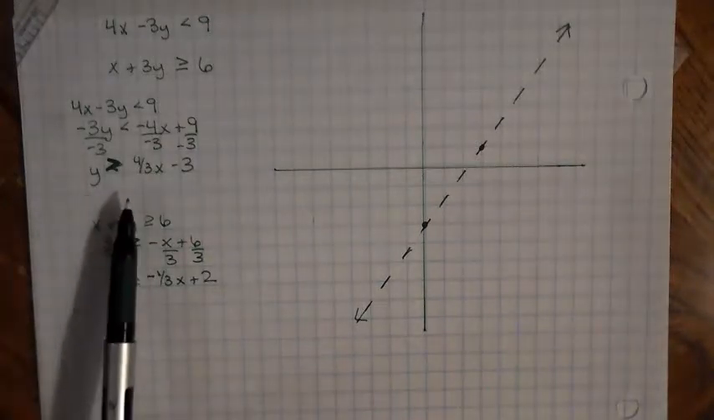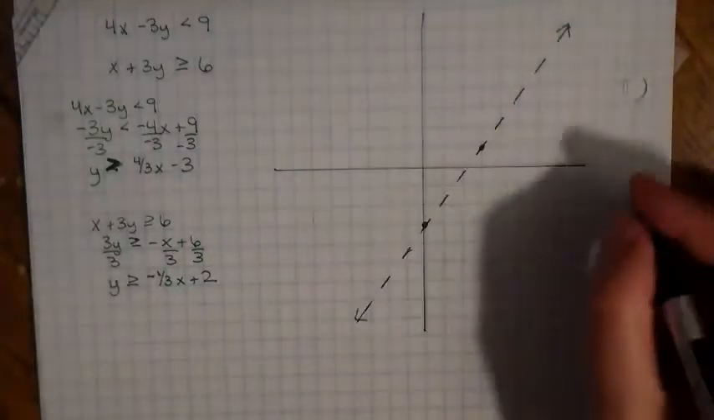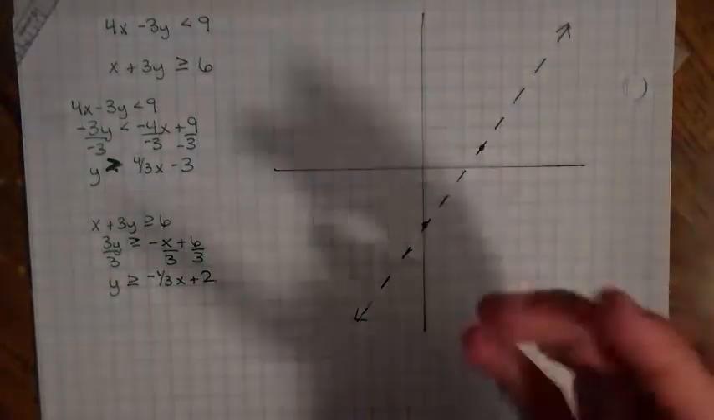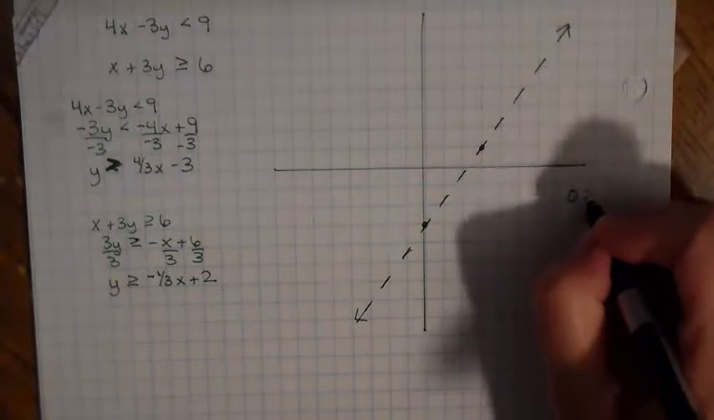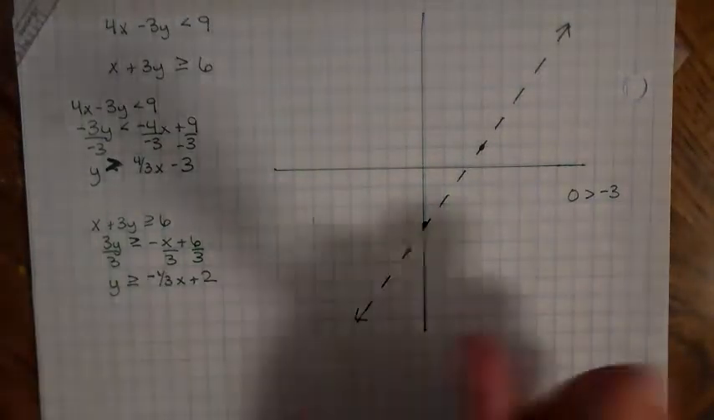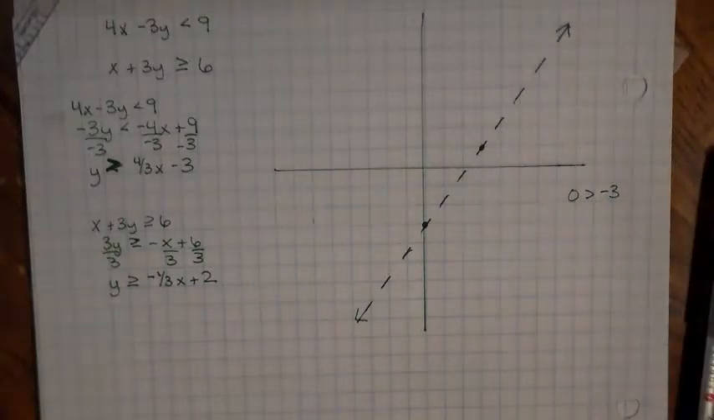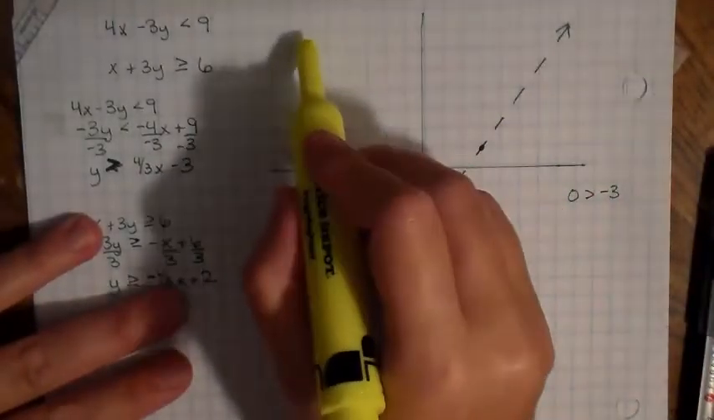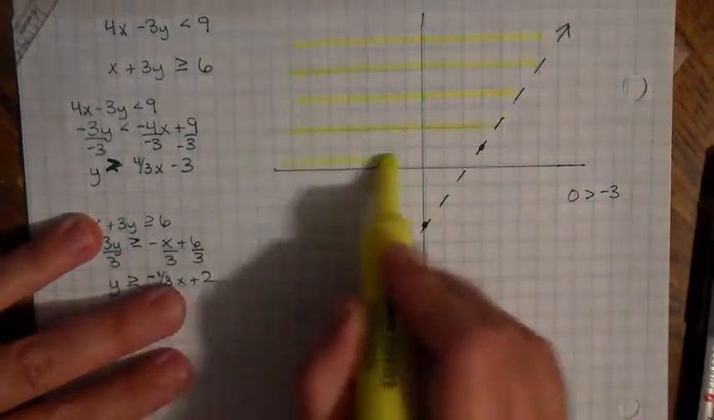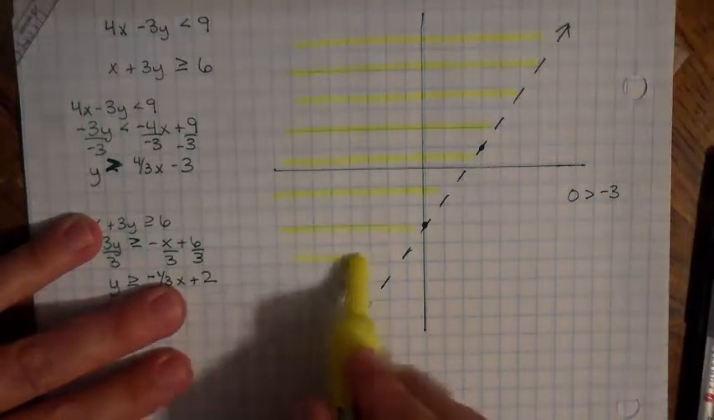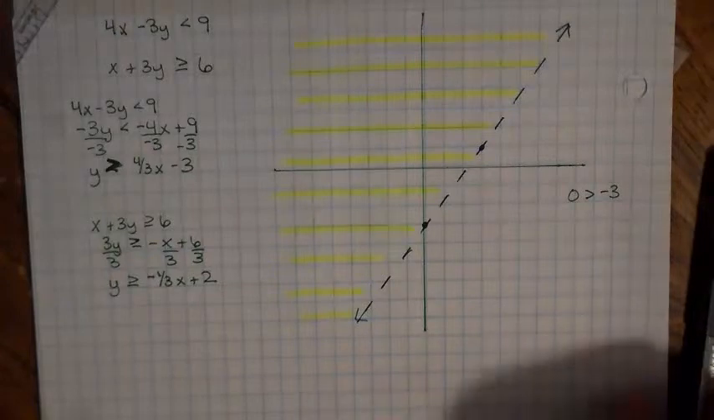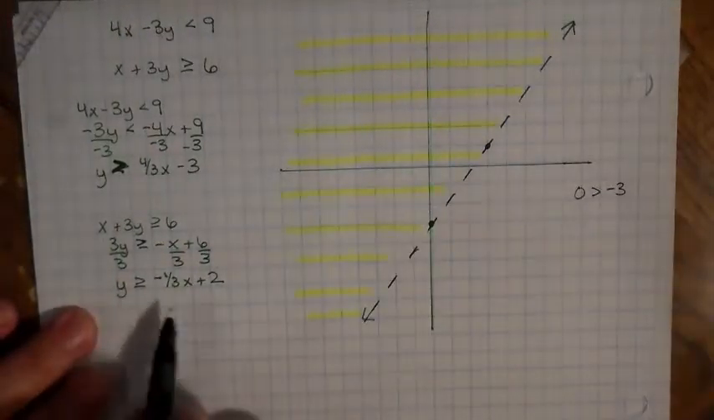And I need to plug in (0, 0) because that's not on the line. Actually, you can plug in any point, but (0, 0) is nice because it makes the variables all go away. And I get 0 is greater than negative 3, and that's true. So now, if you didn't want to shade the whole thing, you can draw lines to indicate that this is the side that would be shaded. Then we'll graph our other equation.